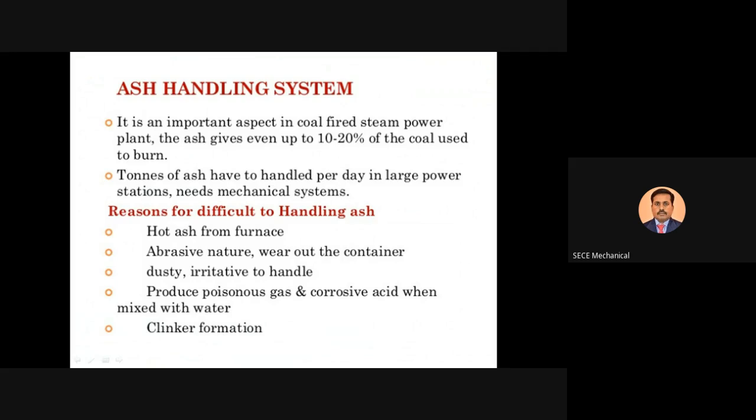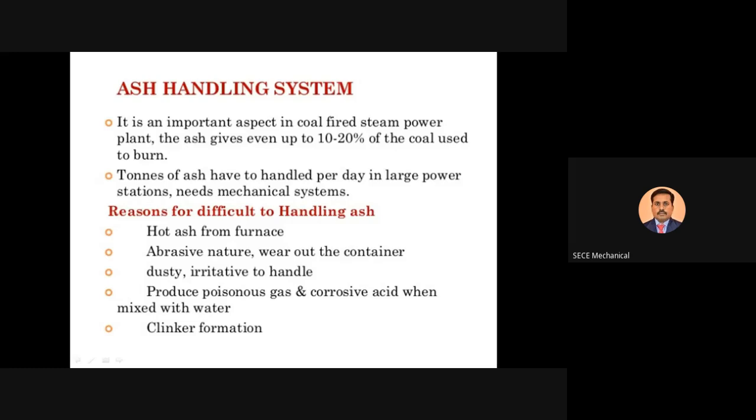What the ash handling system is, you know very well, it is an important aspect in a coal-fired steam power plant. The ash makes up a maximum of 10 to 20% of the coal used to burn. If you want the coal to be burned completely, then a minimum of 10% and a maximum of 20% ash is also required. So for the complete combustion process in a coal-fired steam thermal power plant, ash is very important.